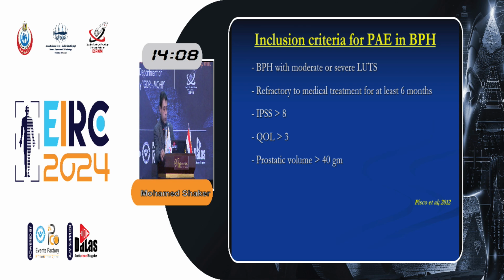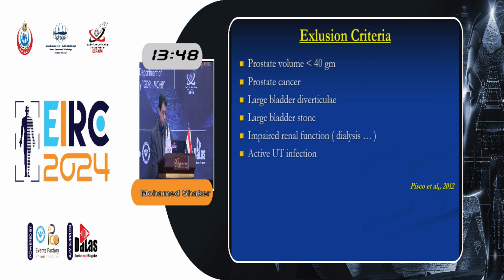These are our inclusion criteria for PAE in BPH according to Pisco et al., the man who invented this technique: BPH with moderate or severe LUTS, mainly obstructive symptoms, refractory to medical treatment for at least 6 months, with IPSS score more than 8, quality of life score more than 3, and prostatic volume more than 40 grams. On the other hand, the exclusion criteria include prostate volume less than 40 grams, prostate cancer, large bladder diverticula, large bladder stone, impaired renal function unless the patient is on dialysis, and active UTI, which is relative and should be treated before PAE.